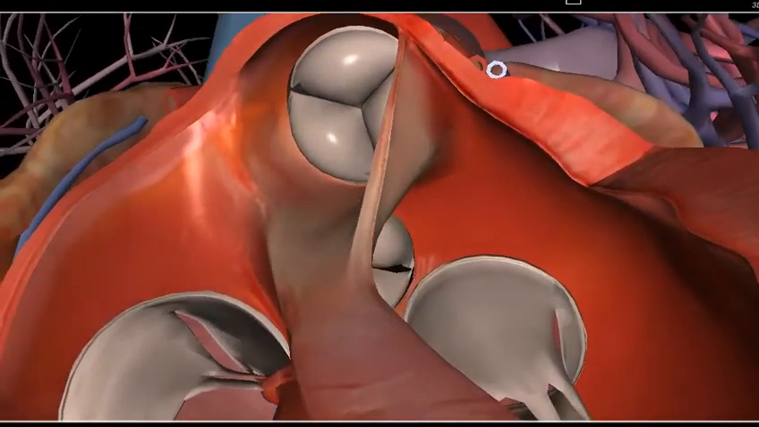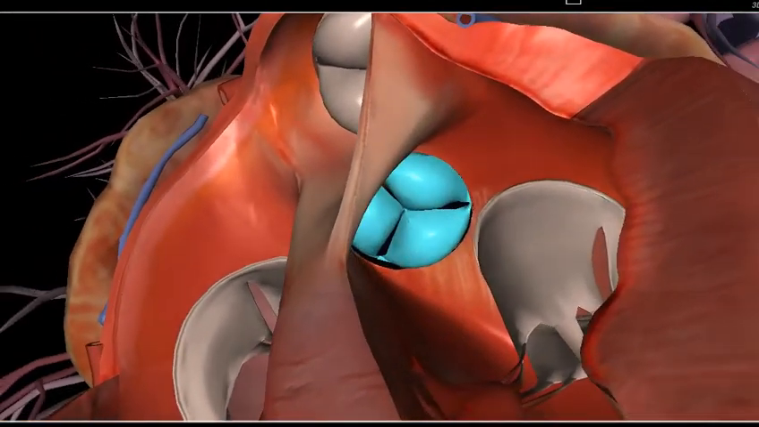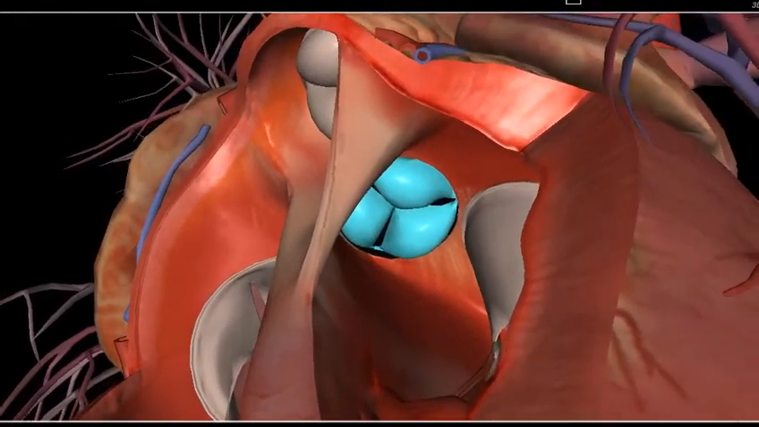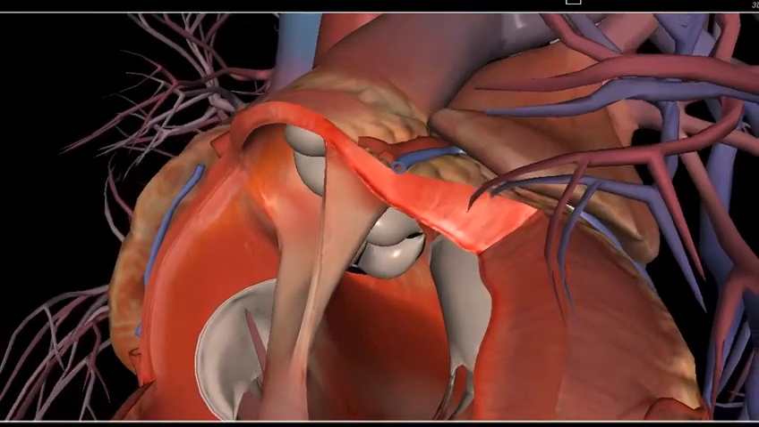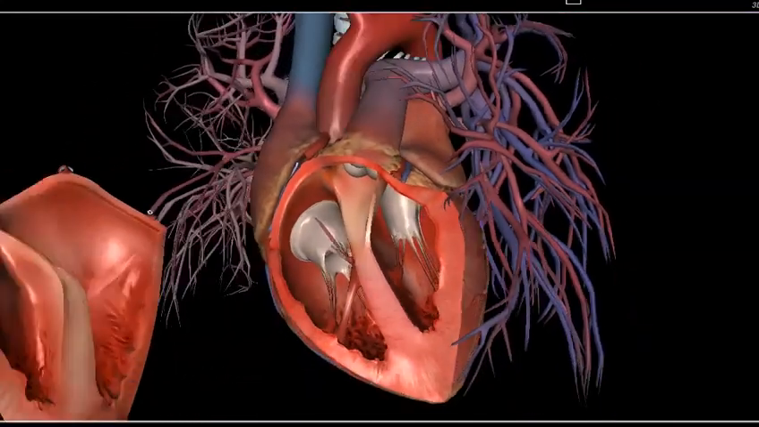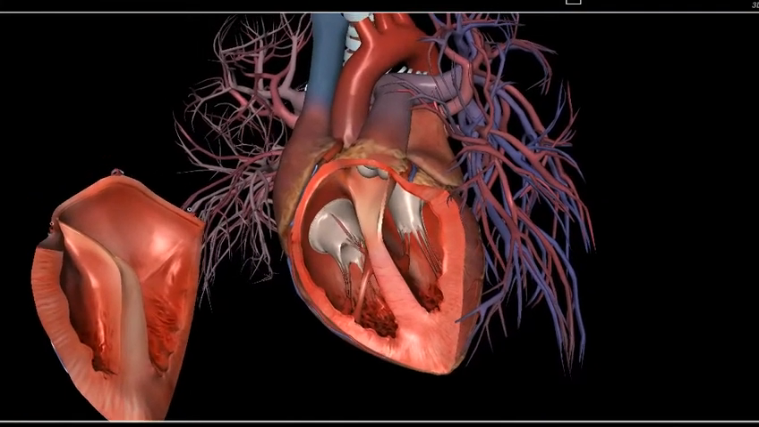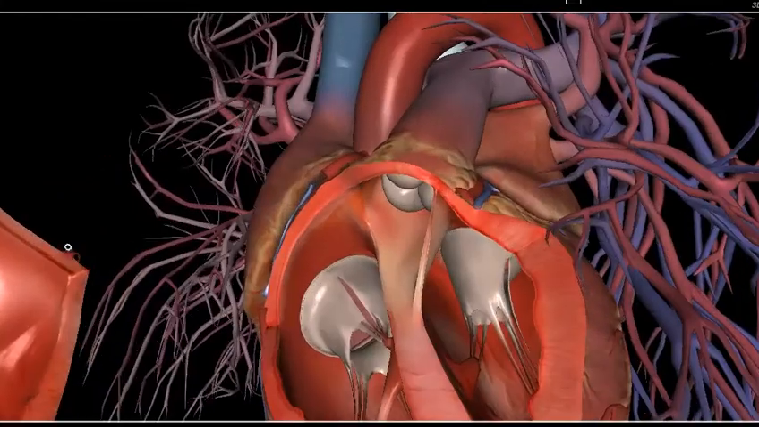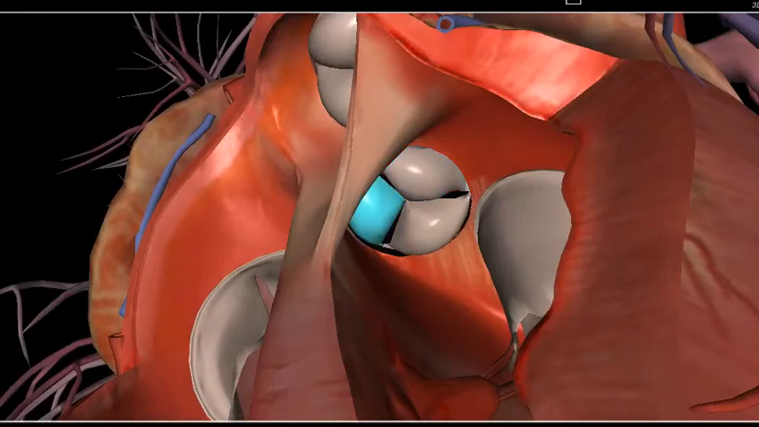The other semilunar valve, known as the aortic valve, is on the left side of the heart. When it opens, blood empties out of the left ventricle into the aorta and flows from the heart to the rest of the body. The three flaps of the aortic valve are the left coronary cusp, the right coronary cusp, and the non-coronary cusp.